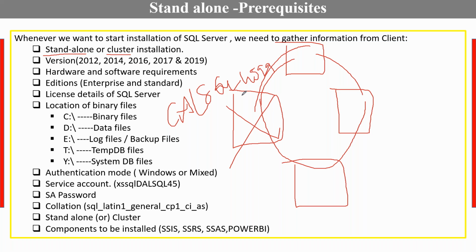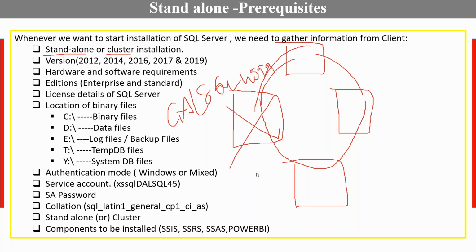Now I got the information: standalone installation or cluster installation. I came to know I need to proceed with the standalone installation. Okay, one point I got, sir. Next point is which version I need to install. Which version? SQL 2019, 2017, 2016, 2014, 2012. Got it. Which version do I need to install?